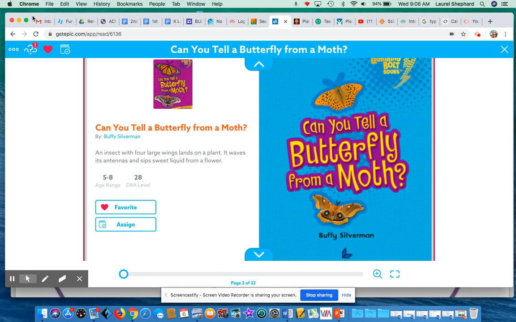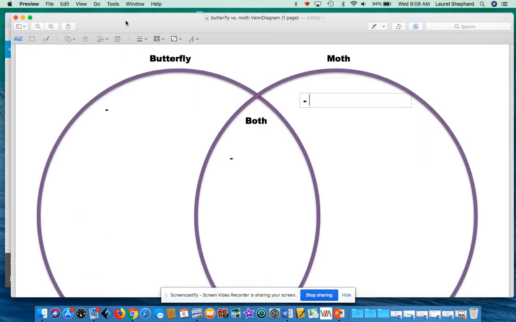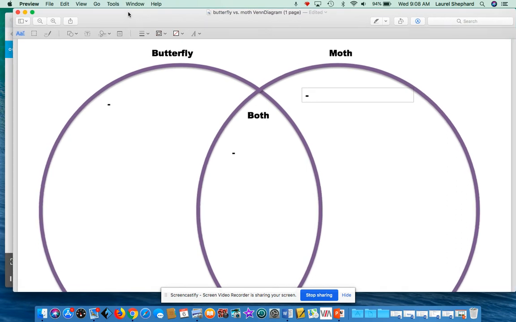Now, the way that we're going to do this in this lesson, I'm going to show you on my screen right now, I have a Venn diagram and it looks like this. You can ask your adults to print this off for you so you can use this exact same worksheet, but it's also very easy to draw a Venn diagram. You're going to take a piece of paper and make two really big circle shapes that have a spot in the middle. Then you're going to label one of the circles butterfly and the other circle moth. And in the middle, you're going to write both.